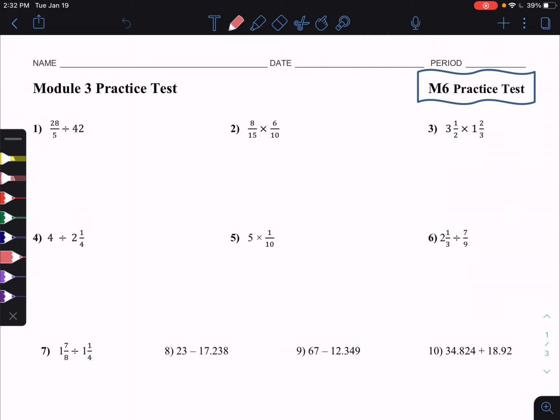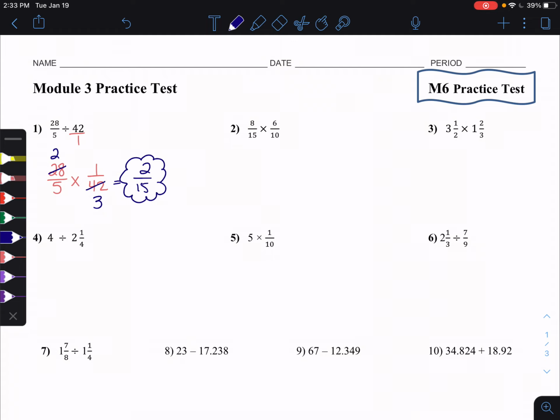Number 1 says 28 over 5 divided by 42. I'm going to change that to 42 over 1, and I'm going to do my keep change flip. 28 over 5 times 1 over 42. Now in this one, 28 and 42 have a 14 in common, so this becomes a 2, this becomes a 3, and I get 2 over 15.